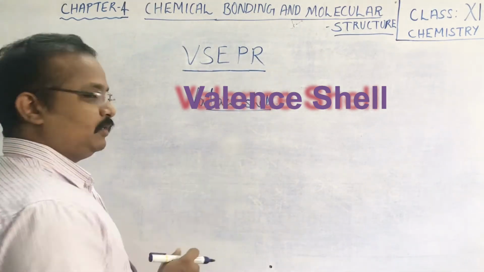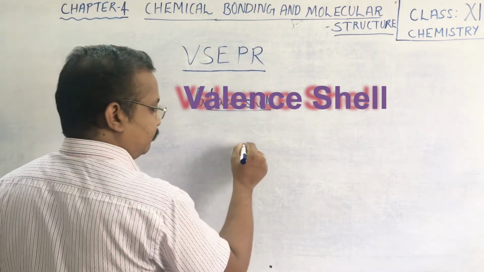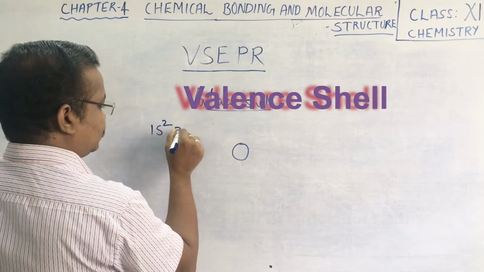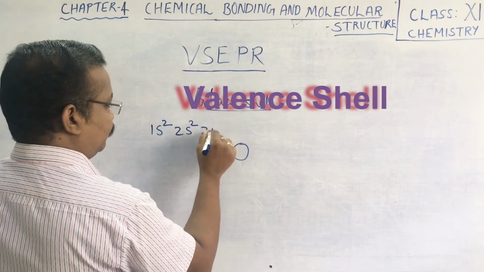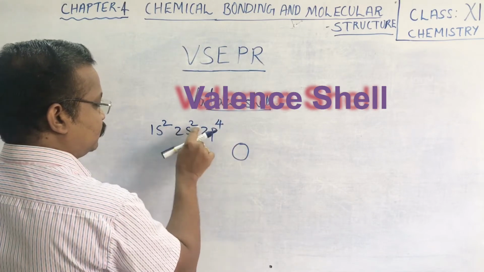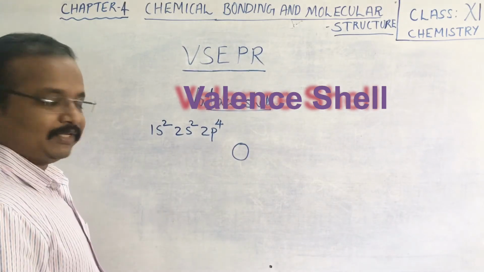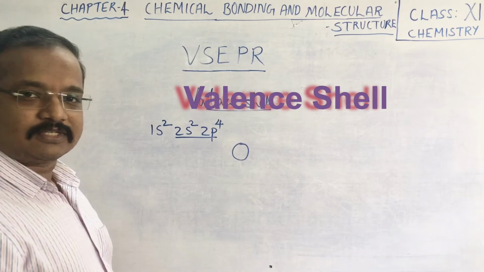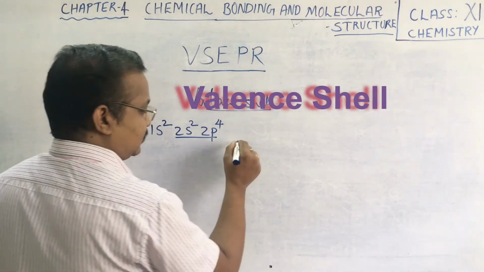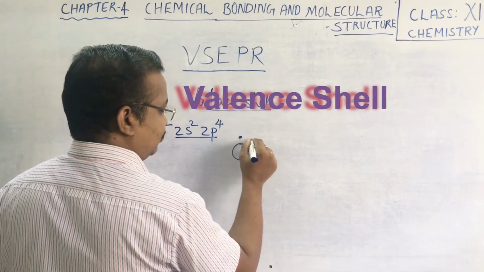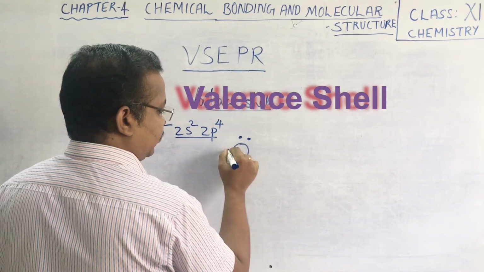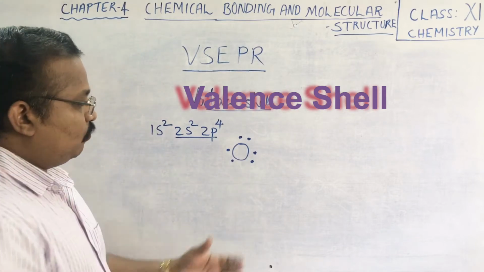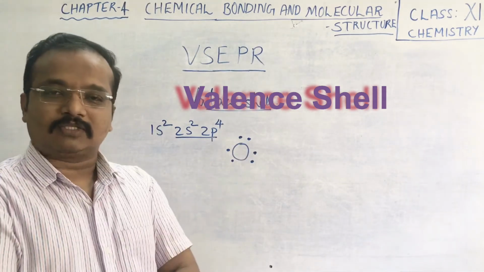Valence shell means, if you consider an atom, in the case of oxygen, we write the electronic configuration 1s2, 2s2, 2p4. 2 plus 2, 4, 4 plus 4, 8. So these are the valence electrons. How many valence electrons are there? Yes, 6 valence electrons are there. So we can write it as 1, 2, 3, 4, 5, 6. These are the valence electrons in an oxygen atom.